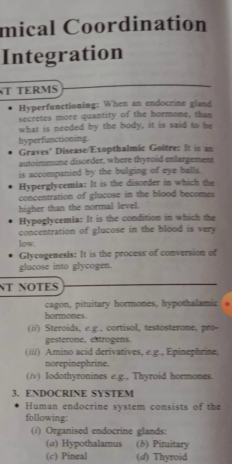Next term, students, is hyperglycemia. It is the disorder in which the concentration of glucose in the blood becomes higher than the normal level. This disease is generated due to improper release of the insulin hormone, which controls the sugar level of the blood, and due to the deficiency of insulin, the body is not capable of controlling its sugar levels.